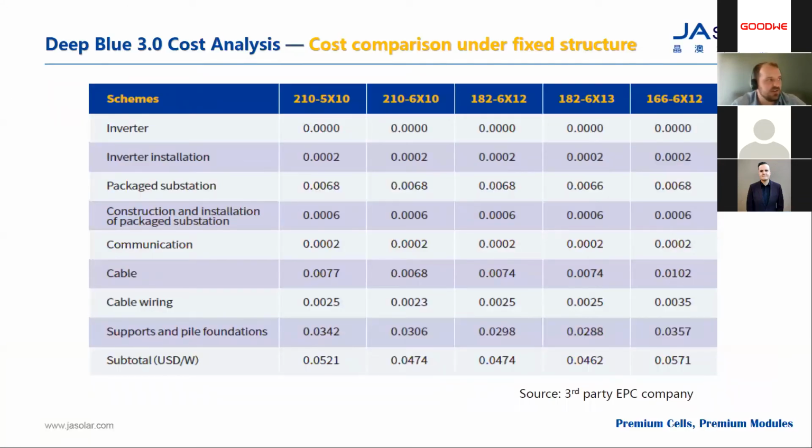Now, considering cost analysis on using the larger 182 or 210 millimeter cells, if you have a look at, for example, package substations, inverter installations, inverters, communication, cabling, that sort of thing, you can definitely see that cabling, cable wiring, support, and pile foundations really make up the bulk of the balance of system when looking at larger power class implementation.